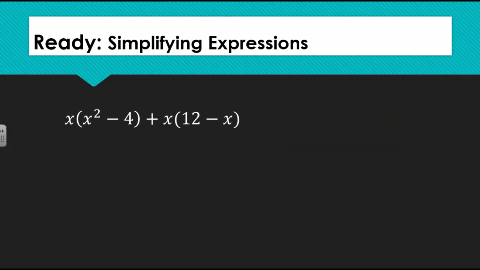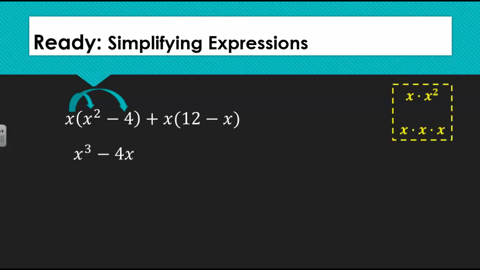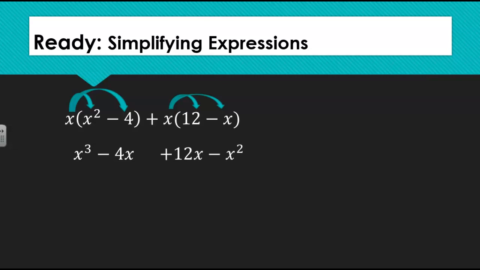Here's another example. Again, we're going to distribute that x to each term within the parentheses. X times x squared would give me x cubed. Remember, x squared in expanded form is x times x. So essentially, we are multiplying three x's together to give us x cubed. And x times negative 4 is negative 4x. Then we will distribute the x to each of the terms inside the second set of parentheses. X times 12 is 12x. X times negative x is negative x squared.